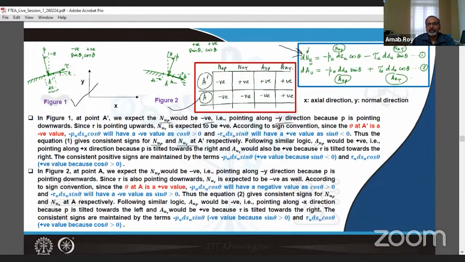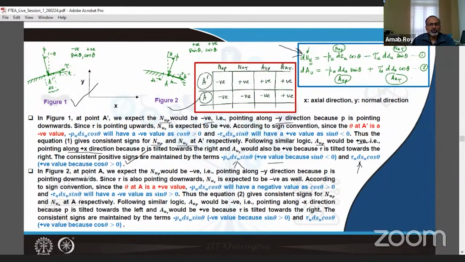Following similar logic, A_u,p would be positive, that is pointing along the positive x direction because P is tilted towards the right, and A_u,tau would also be positive because tau is tilted towards the right. The consistent positive signs are maintained by the terms minus P_u dS_u sin theta, which happens to be positive because sin theta is less than 0, and tau_u dS_u cos theta, positive as cos theta is greater than 0.